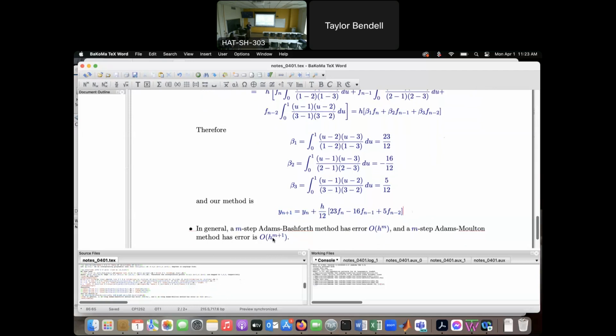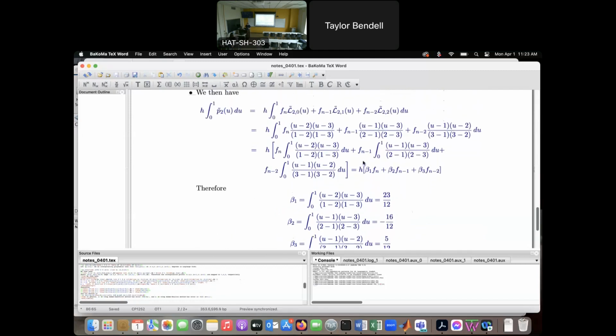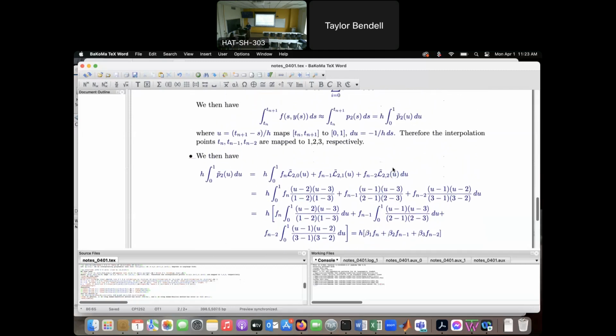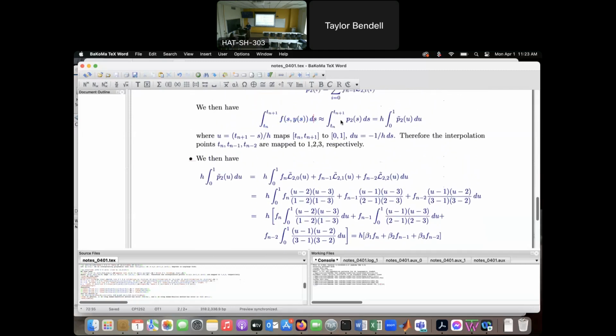Yes? That expression where you set it equal to h times beta, isn't it approximately equal? Oh, the approximation happened earlier. This is what we wanted exactly. We approximated by this, and then after that, it's exact, with no additional error.